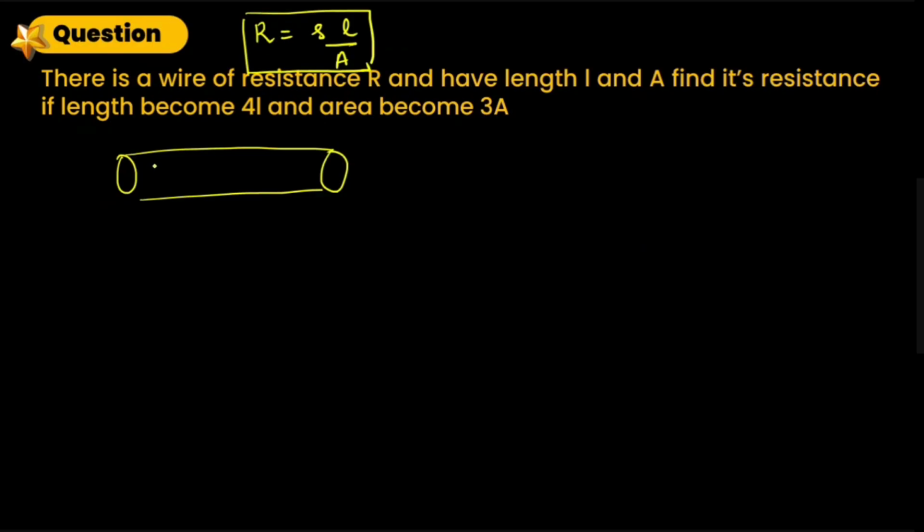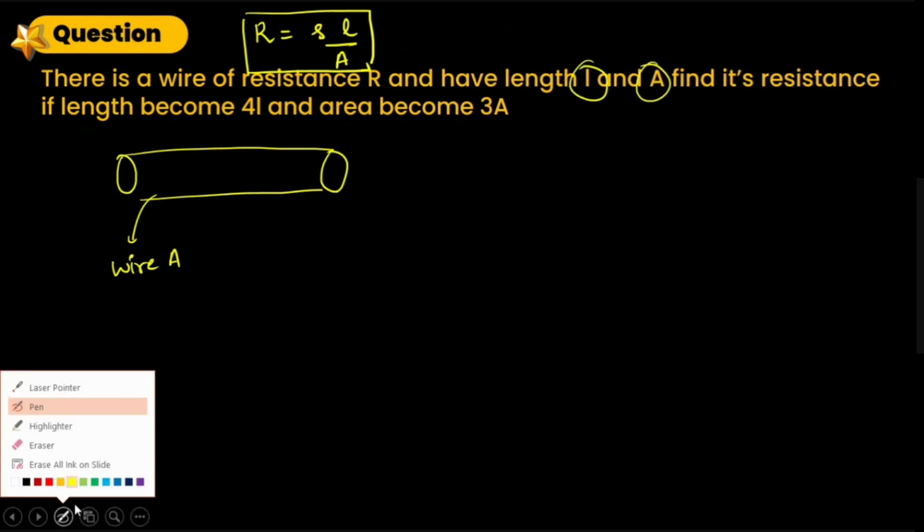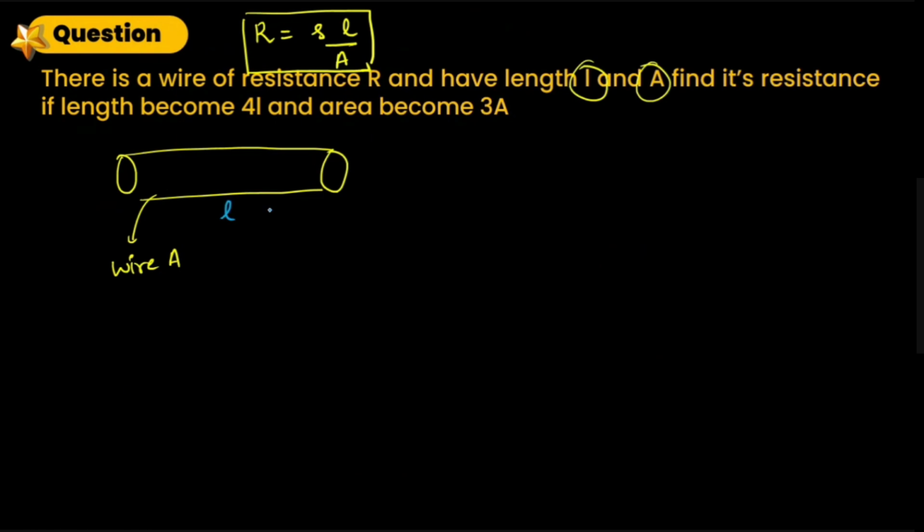All right, let us understand. So there is a wire of resistance R which has length L and area A. Remember these things. So I'm assuming that this is some wire. Let's call it wire A. It has some length L and some area A. Its resistance is R. This is what is given.